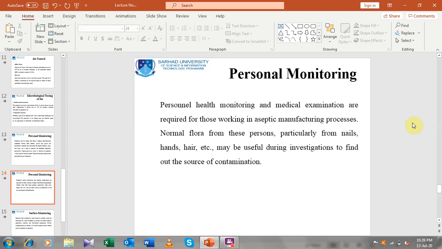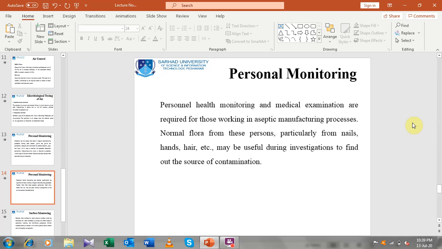During the previous lecture I explained how we will control personal borne contamination. Personal monitoring should be done by checking personal health and medical examination of the person working in the areas, and it is required for those working in aseptic manufacturing processes as well as any other areas. Normal flora from these persons, particularly from nails, hands, hair, etc. may be useful during investigation to find out the sources of contamination if a person has an unhygienic condition.